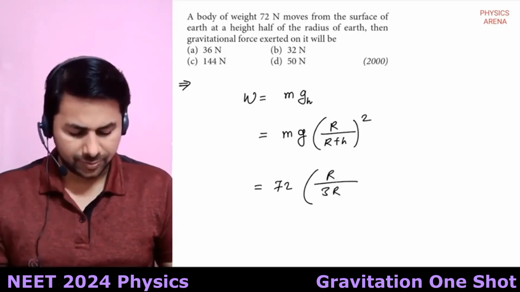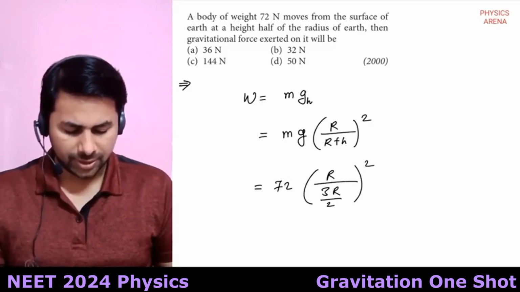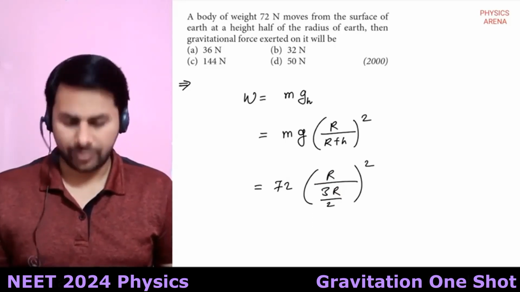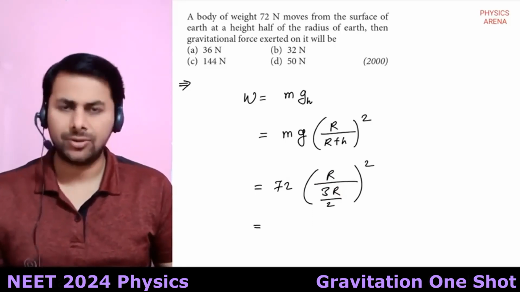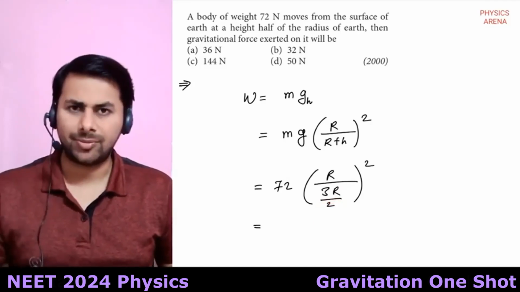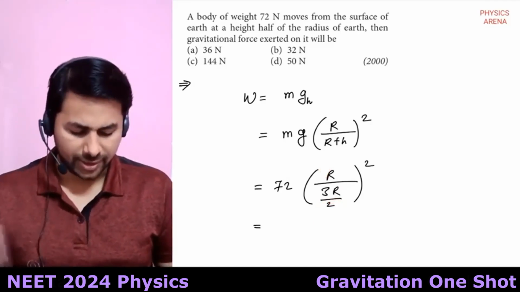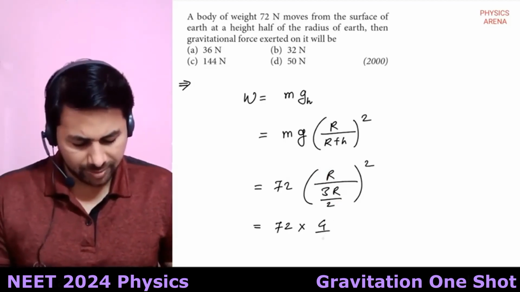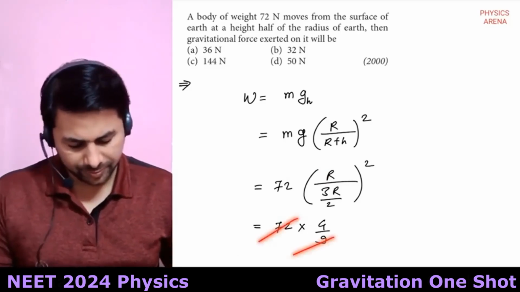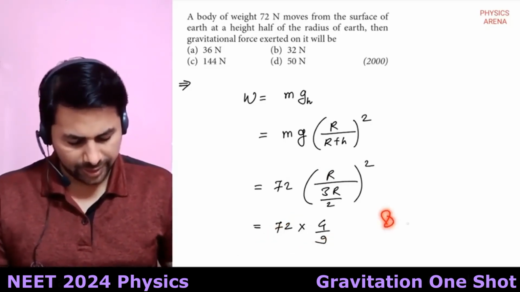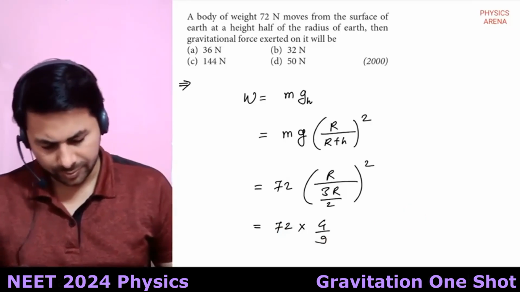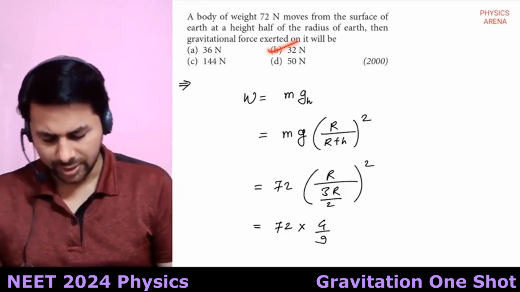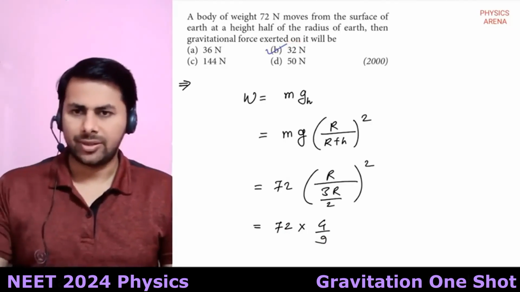It's 3r upon 2. So 3r upon 2, square of that, r gets cancelled, 2 by 3 square. Okay, 4 by 9. Right, this 2 is in the denominator of the denominator, it goes to the numerator. So it will be 2 by 3. 2 by 3 square is 4 by 9. So we have 72 multiplied by 4 by 9. 8 times 4, 32. Yeah, it's 32. Option B, right?